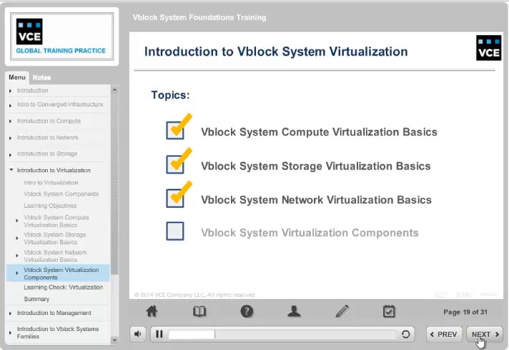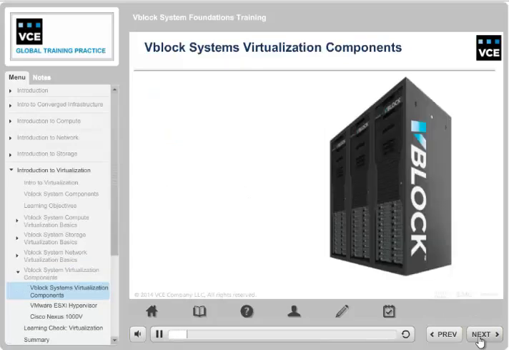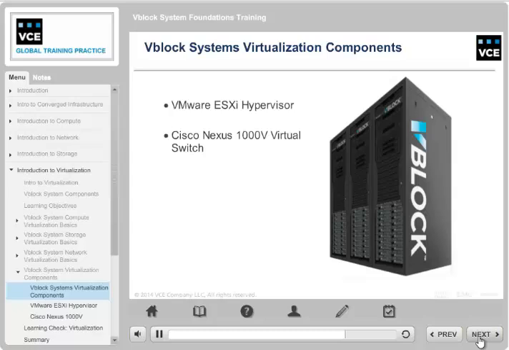Now, with an understanding of virtualization across compute, storage, and networking, let's discuss the Vblock system's virtualization components. The Vblock system virtualization technology includes these components: the VMware ESXi Hypervisor and the Cisco Nexus 1000V Virtual Network Switch. We'll talk about each in turn.